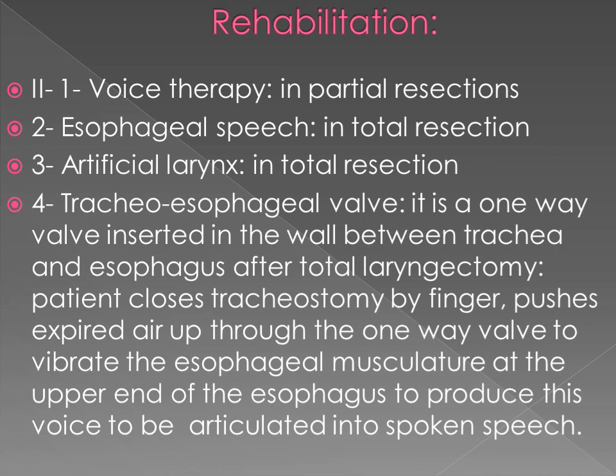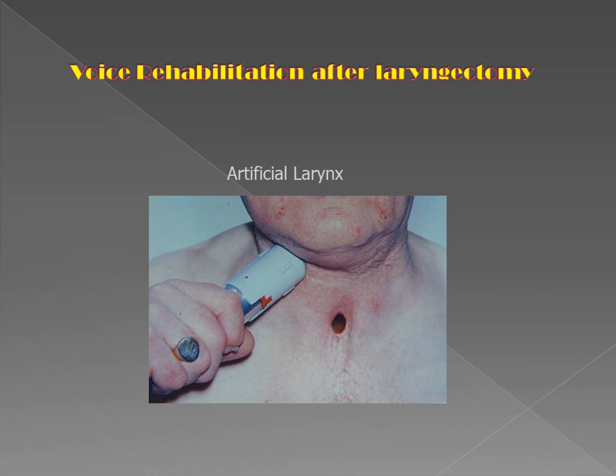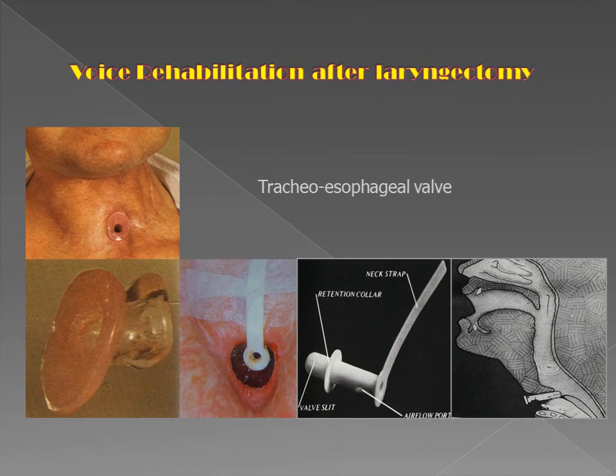The patient closes the tracheostomy with his finger and pushes the expired air through the one-way valve to vibrate the esophageal muscle at the upper end of the esophagus to produce voice, which can be articulated into spoken speech. The artificial larynx is sometimes useful and easy, and sometimes quite troublesome to use. So voice rehabilitation is by insertion of this speech valve, with different kinds of speech valves. Each surgeon sometimes has a preference for some kinds over others, and this is called the tracheoesophageal valve.